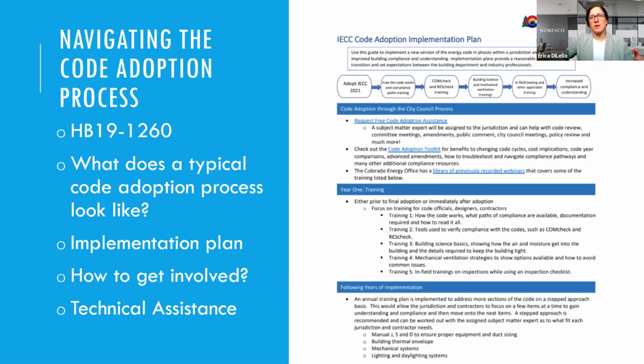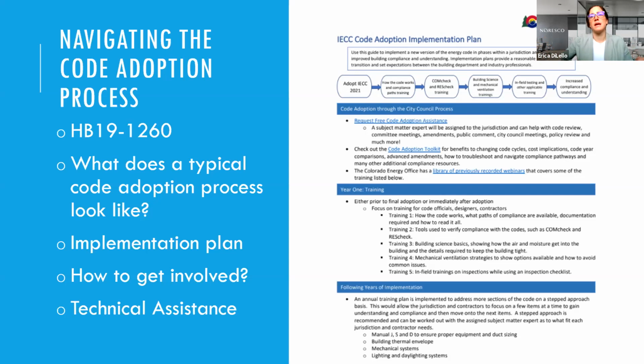So, how to navigate the code adoption process. Some of you may know that in 2019, the Colorado legislature passed HB19-1260, which requires jurisdictions to adopt one of the three most recent versions of the IECC. That's 2015, 2018, or 2021. A lot of jurisdictions are now making that change, and we do offer technical assistance to get you through to adoption and then also continue through the training.